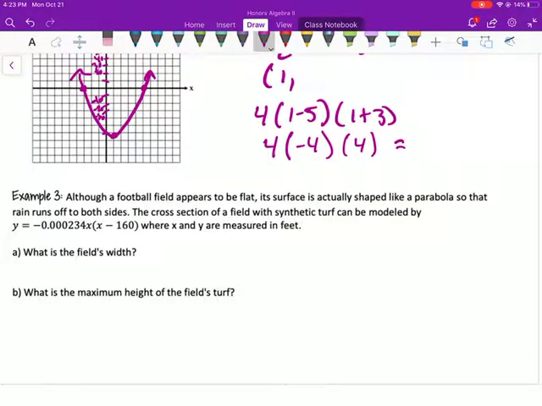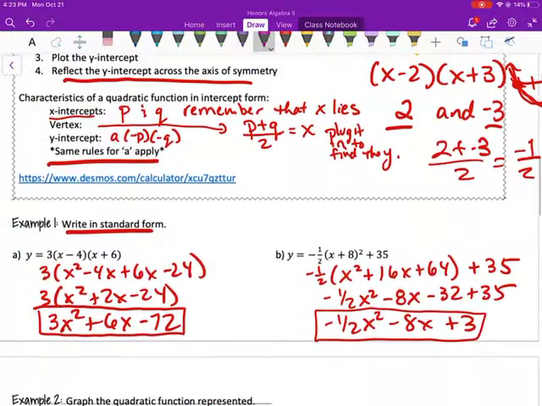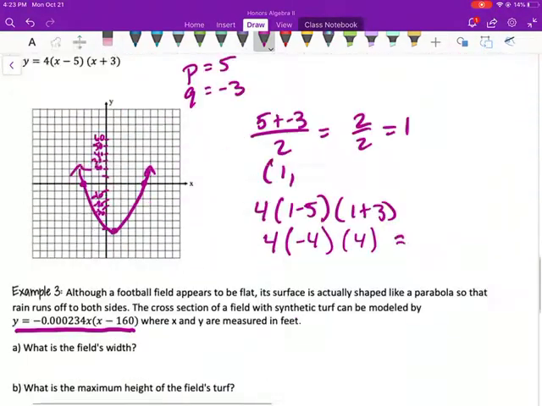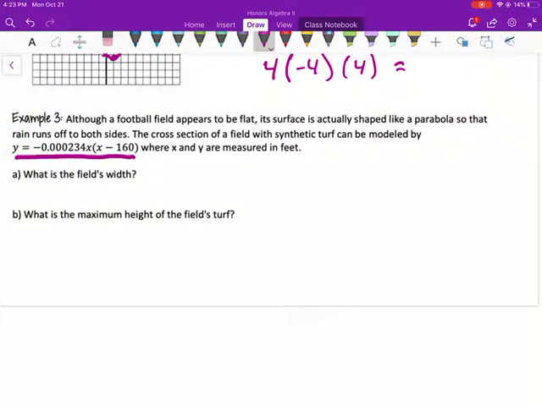Example 3. Although a football field appears to be flat, its surface is actually shaped like a parabola so that rain will run off both sides of it. Kind of interesting, though. The cross-section of a field with synthetic turf can be modeled by this function. This is in what form? Yes, if you answered intercept form, you're correct. So we're in intercept form, where x and y are measured in feet. What is the field's width?